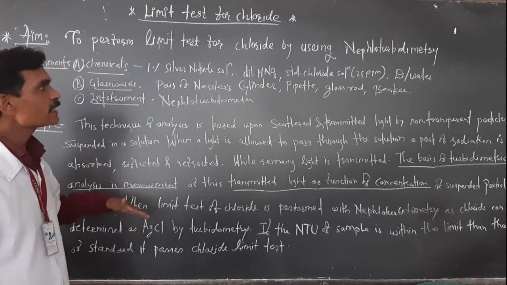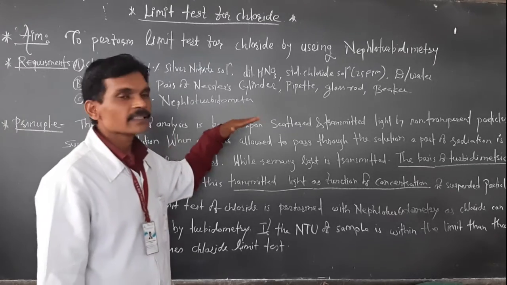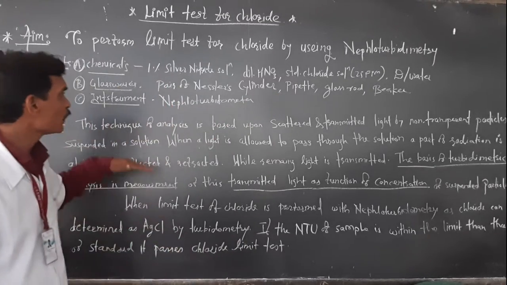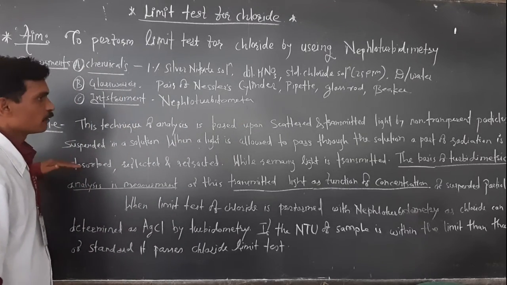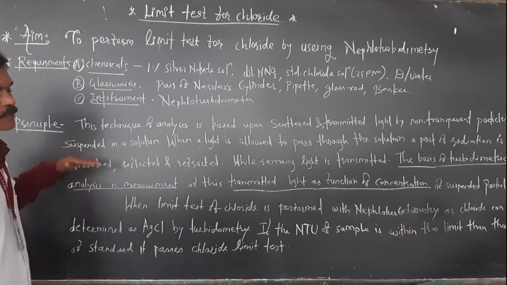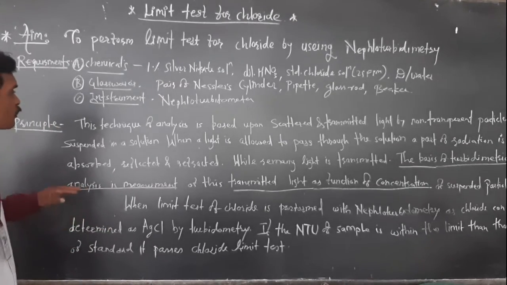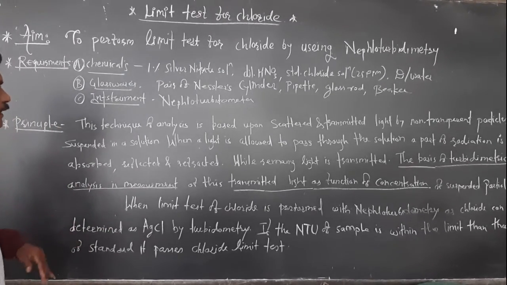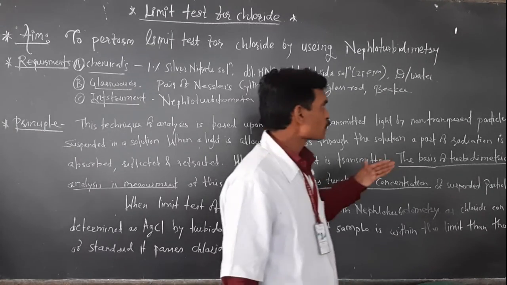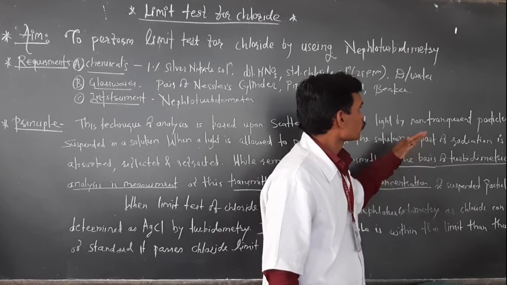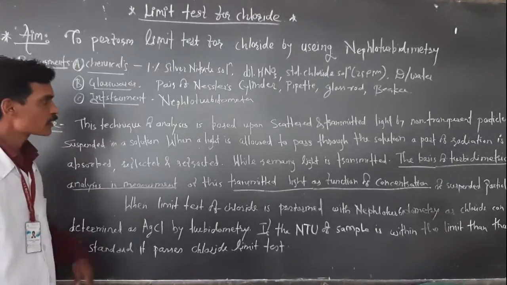As for instruments, we are going to perform this practical by using an analytical technique, that is Nephelo turbidometry. So our instrument is known as a Nephelo turbidometer. The principle of today's practical is that this type of analysis is based on the scattered and transmitted light passing through the non-transparent particles which are suspended in the solutions.